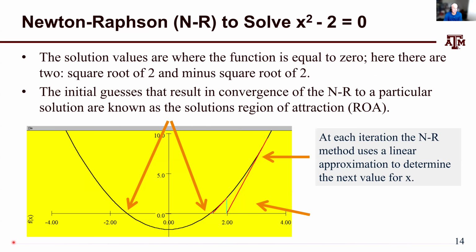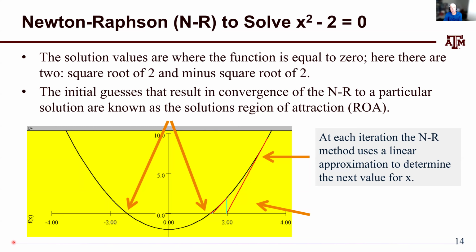So here we've got a slide where I'm solving x squared minus 2. I've graphed it out there, and you can see from the graph, and of course you know this as well, that equation has two solutions. It's got one solution at square root of 2, and it's got another solution that is minus square root of 2. Which solution I converge to with the Newton-Raphson algorithm depends upon your initial guess.